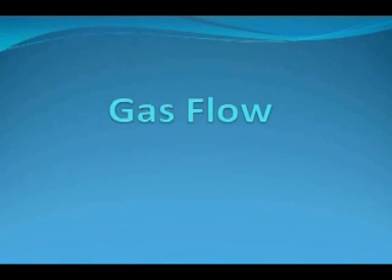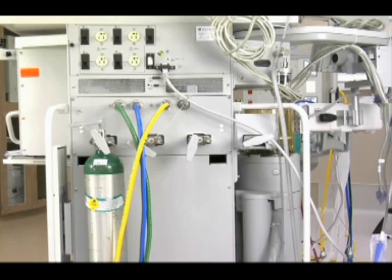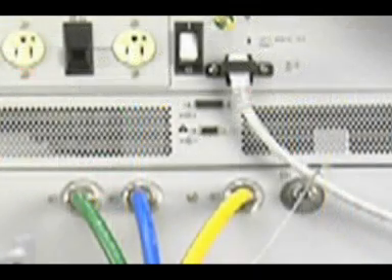Gas flow. In this module, we will talk about gas flow in the anesthesia machine. The hospital medical gas pipeline source is the primary source for the anesthesia gas machine. This may be provided by a central distribution system or by pressurized tanks or cylinders.